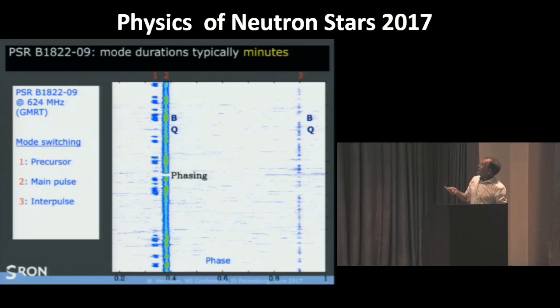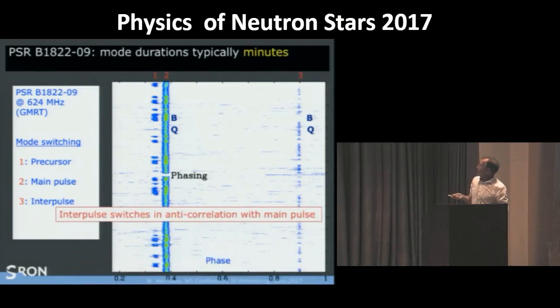It's interesting to see there's also a precursor. And in this case, the interpulse and the main pulse are in anti-correlation. The precursor in this case goes together with the bright mode. And here the mode durations are typically minutes. So the average will be about 4 or 5 minutes, then it's switching again.